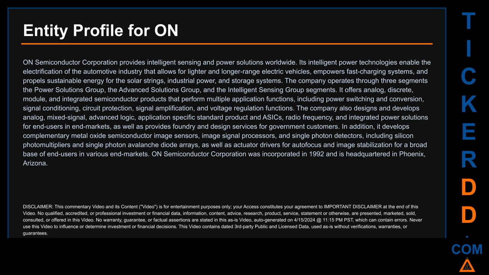In addition, it develops complementary metal oxide semiconductor image sensors, image signal processors, and single photon detectors, including silicon photomultipliers and single photon avalanche diode arrays, as well as actuator drivers for autofocus and image stabilization for a broad base of end users in various end markets. ON Semiconductor Corporation was incorporated in 1992 and is headquartered in Phoenix, Arizona.